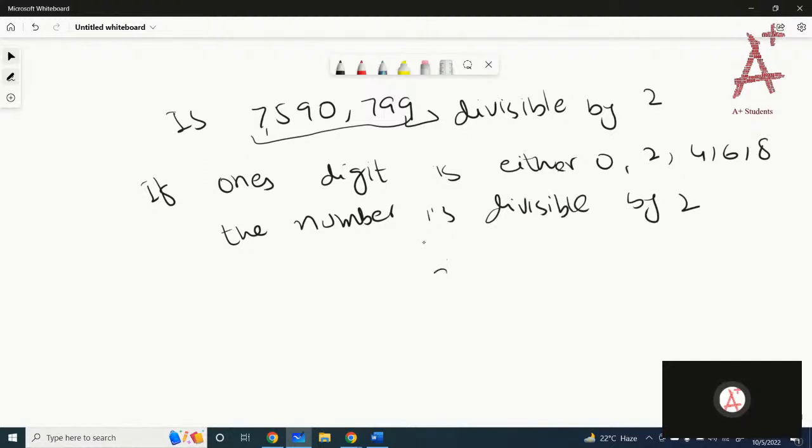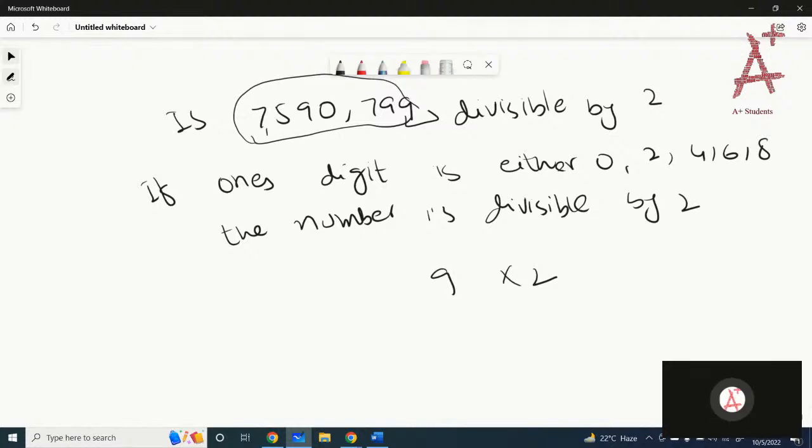So here the number that is at the ones position is 9. No, 9 is not divisible by 2. That means the number is not divisible, the answer is no. Got it? Here you have the answer is no. That means the number is not divisible by 2. Got it? So that's the divisibility rule for 2.